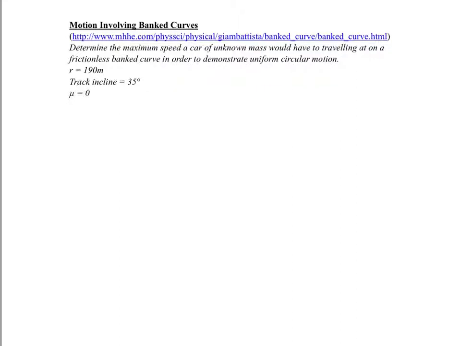So it says here, determine the maximum speed. Let's circle a couple of things here. They want you to find the speed a car of unknown mass would have to be traveling at on a frictionless banked curve in order to demonstrate uniform circular motion. To deal with this kind of question, we're going to see if we can draw the picture from a bird's eye view first.